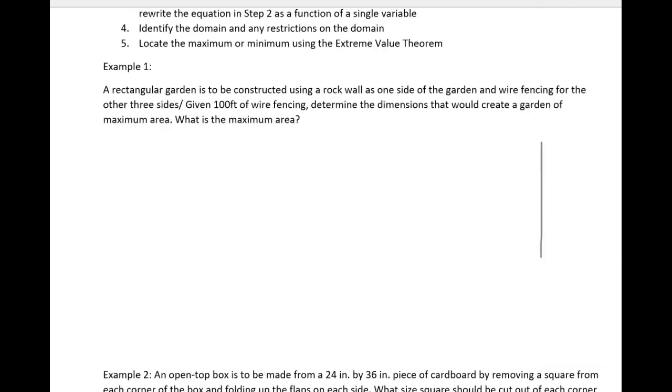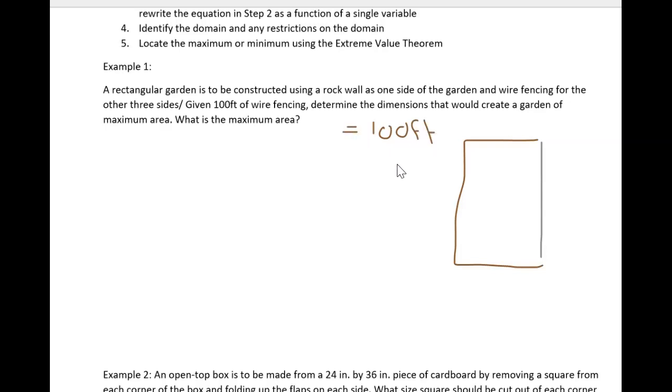So here we have our rock wall. And then we're going to have 3 lengths of fence. And we know that altogether we can only use 100 feet. So this is an example of a restriction or a constraint.